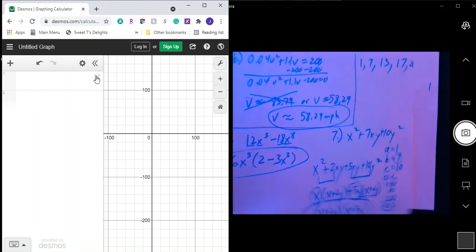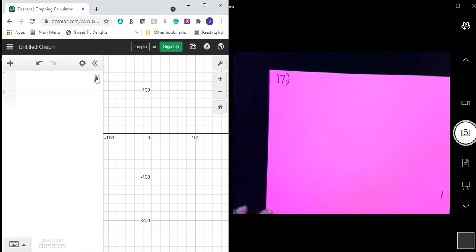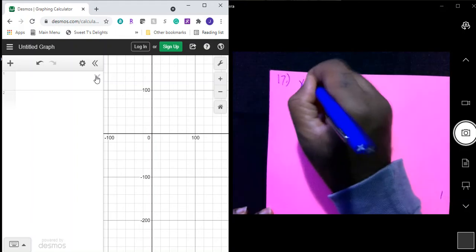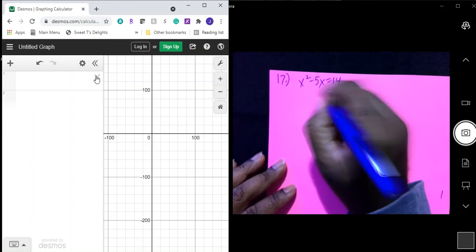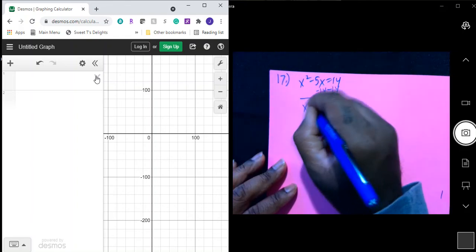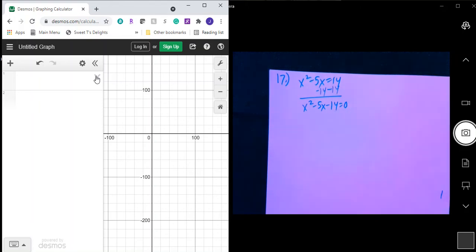Now we move on to problem 17. We had x squared minus 5x is equal to 14. It says solve each quadratic equation by factoring. So basically they're having us do the same thing except we would solve this time. First thing we would do is subtract 14 on both sides. So we have x squared minus 5x minus 14 equals 0.